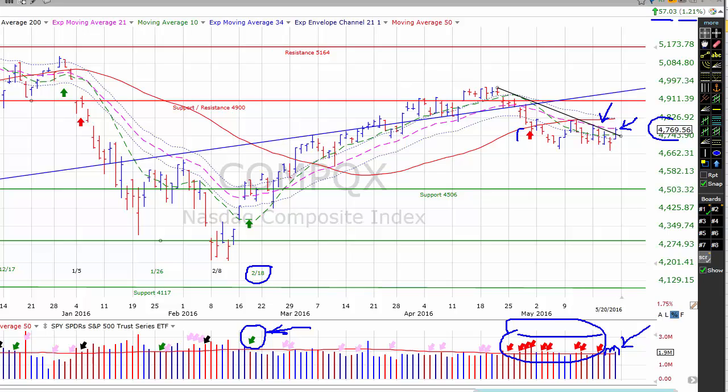According to our market timing model, the NASDAQ is on a sell signal. In order to go to a buy signal, we would have to trade above this upper envelope.